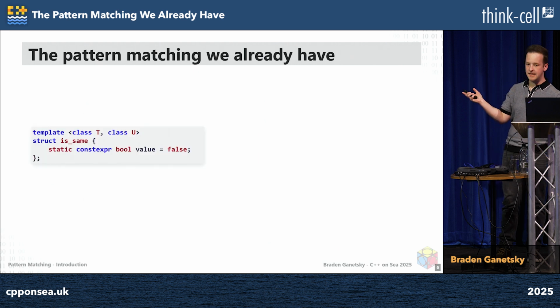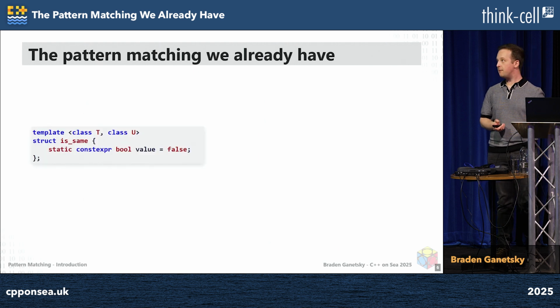Or what about something like this? This is a struct called isSame. You may have seen something like this before. It's a struct template called isSame. It takes 2 parameters, and it sets the value equal to false. It's a static constexpr value. It is constant for the entire type.